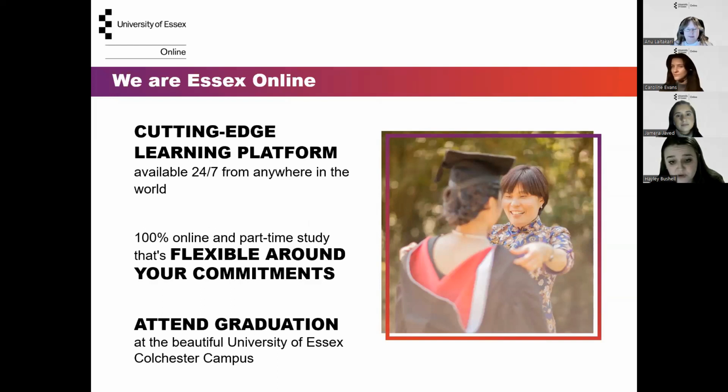There are opportunities for one-to-one meetings with tutors and participation in Q&A sessions and seminars, which are live sessions for you to join. And we've got flexible online programmes, which are entirely part-time without the need to obviously attend campus, except for graduation, which is a lovely event to attend, and that takes place at our Colchester campus, the University of Essex campus. Thank you.